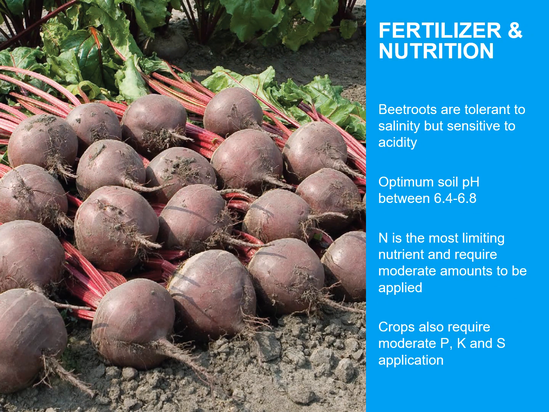In terms of fertilizer and nutrition, beetroots are, as I mentioned, tolerant to salinity, but they are quite sensitive to acidity. So they have quite a narrow optimum range for soil pH between about 6.4 and 6.8. Nitrogen is the most limiting nutrient and required in moderate amounts for a crop. And some soils may need additional phosphorus, potassium and sulfur applications too.